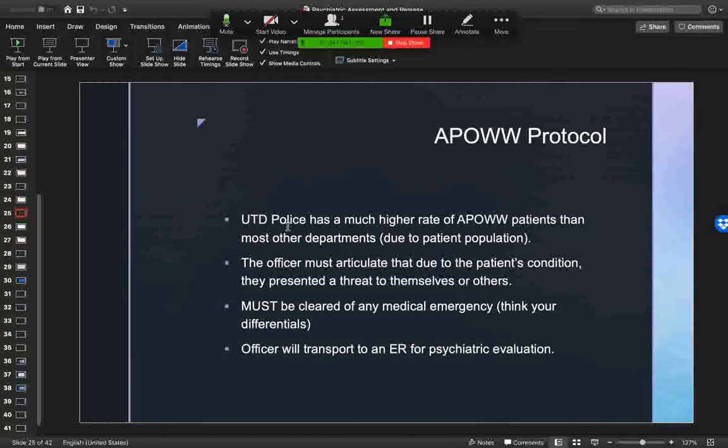So the officer has to articulate this to be able to apprehend them against their will. Okay. So UEMR, EMS, we cannot take a patient against their will. All right. We're not in the business of kidnapping. However, the police department, they are able to, by state law, go ahead and take that. They go ahead and get that apprehension. For us to do this, we have to be cleared of any other medical history. Again, think of your differentials here. They have to be cleared of that medical emergency, and the officer will transport to an ER for a psychiatric evaluation.